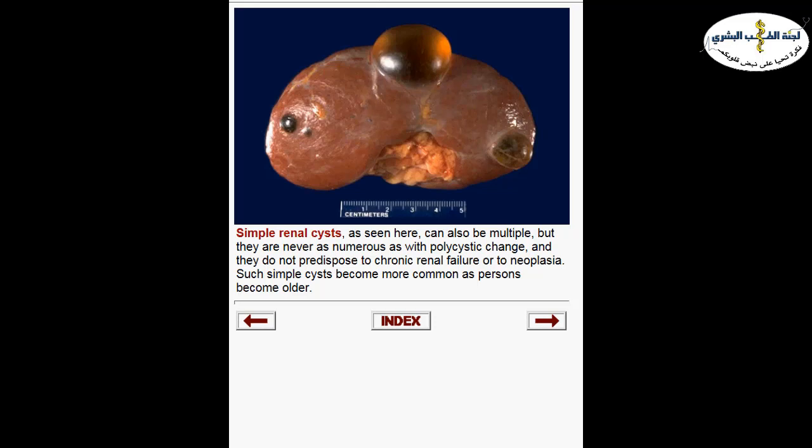Now, how do we know that these are simple benign cysts? Usually a solitary cyst or a few cysts in the cortex, an incidental finding. The patient has no symptoms, and the kidney function is normal. So we actually do nothing for them.